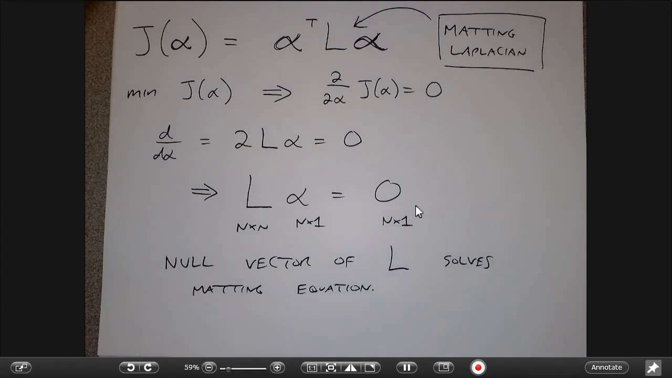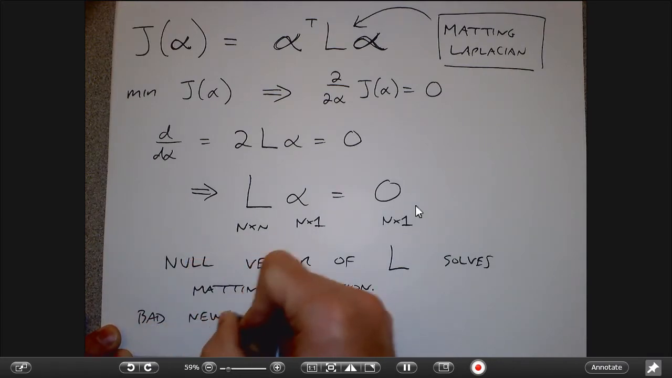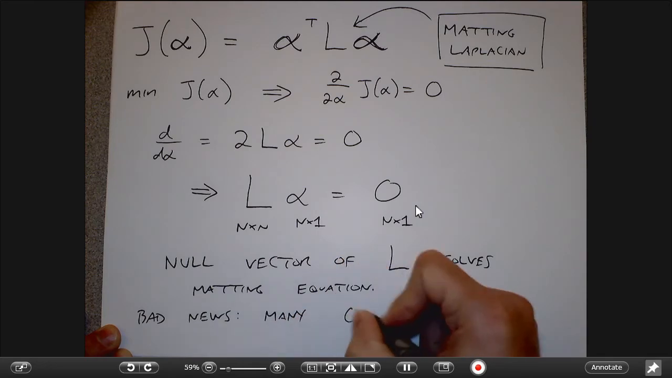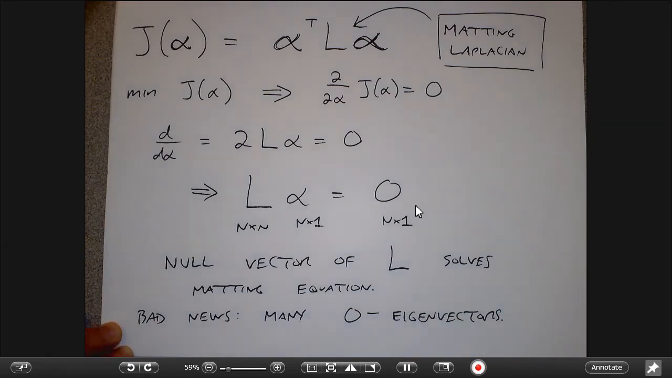Okay, so let's step back and think about this for a second. What this means is that any eigenvector of this big matrix that has a 0 eigenvalue will satisfy the matting equation. Okay. So the bad news is that there are many 0 eigenvectors. That is, if you look at this L matrix, it turns out to have lots of eigenvalues that are either exactly 0 or really close to 0. And so that means there's still some uncertainty about which alpha I should choose.